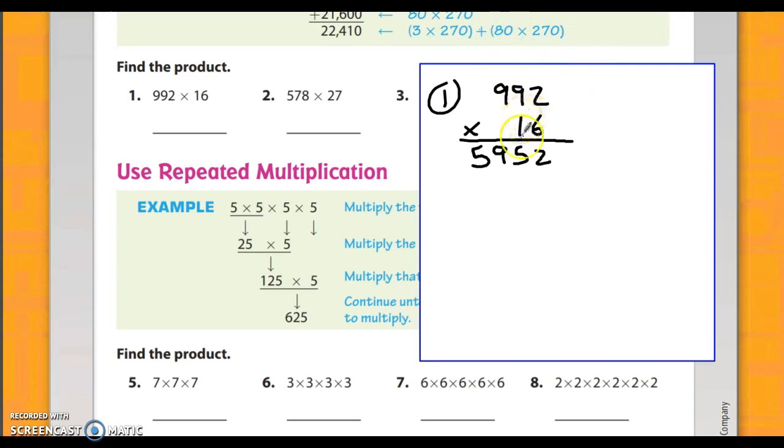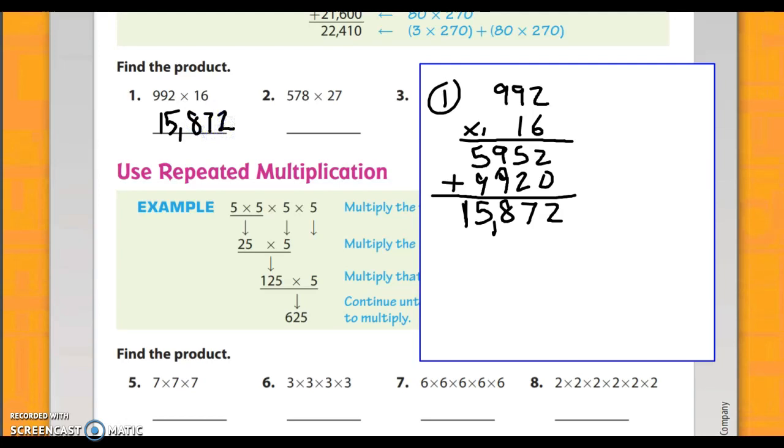Now I'm in the tens place, so my first answer has to go in the tens place. So we do what's called a placeholder and put a 0 there. 1 times 2 is 2. 1 times 9 is 9. 1 times 9 is 9. I'm going to add those up. I'm going to get 2, 7. 9 plus 9 is 18. And 9 plus 5 is 14, plus 1 is 15. I'm going to count over 3 spots and place my comma. It's 15,872.